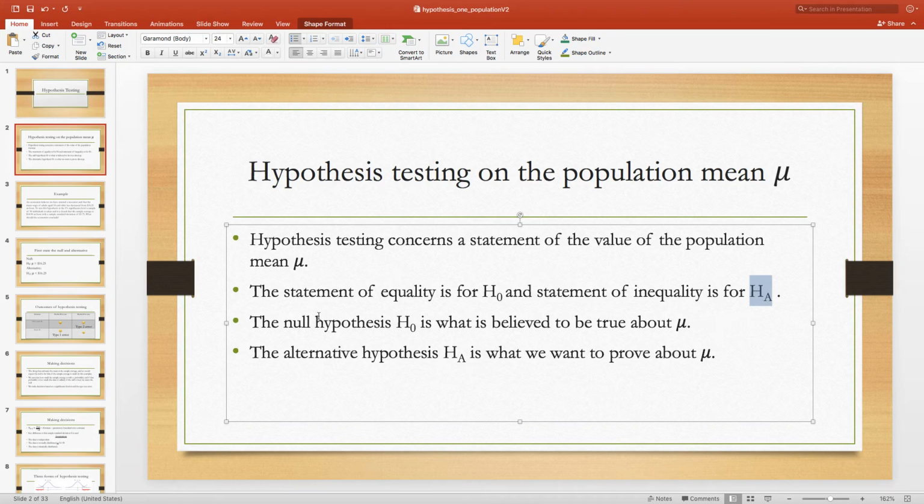Now, the null hypothesis is generally what's believed to be true about the mean or the status quo, and the alternative hypothesis is what you want to prove about the mean. Okay, let me give you a quick example.